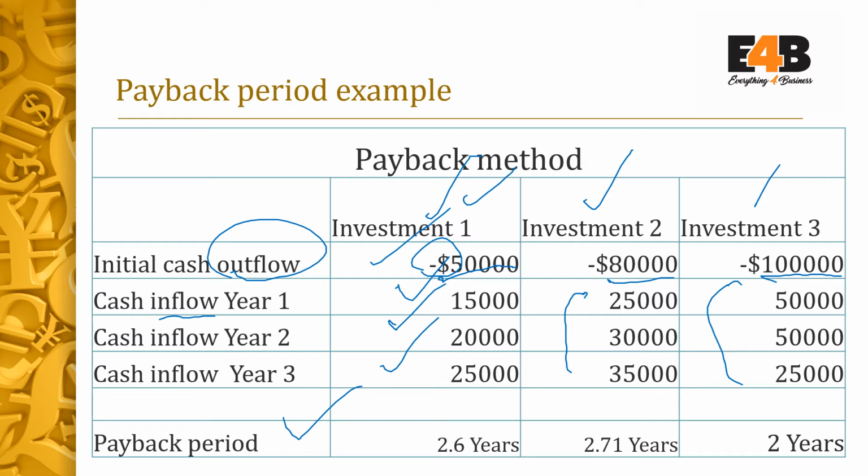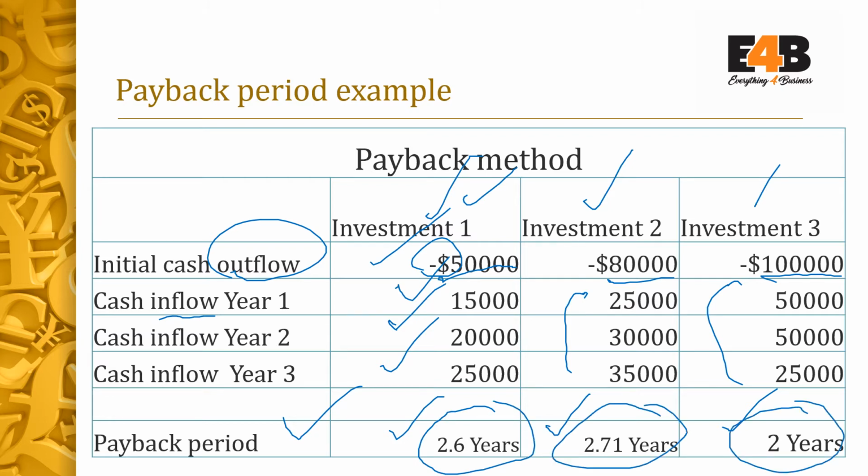So payback period for investment 1 is 2.6 years, for investment 2 it is 2.71 years, and for investment 3 it is 2 years. Now how did these come? There is a formula, there is a concept. Let's say 15,000 plus 20,000 gives us 35,000. But we have invested 50,000, so we need to recover this 50,000 in how many years? It is not recovered in 2 years because 35,000 is less than 50,000. We still need 15,000. So in year 3 we have 25,000, but we need 15,000.